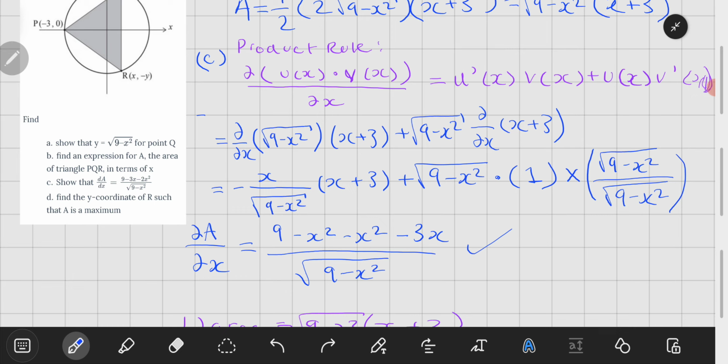Now for question D, we are asked to find the y coordinate of R such that our area is at its maximum.